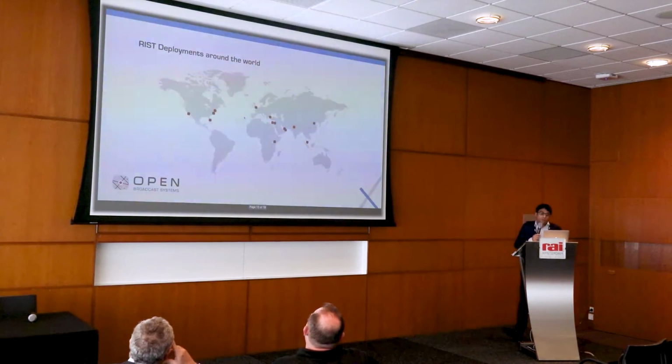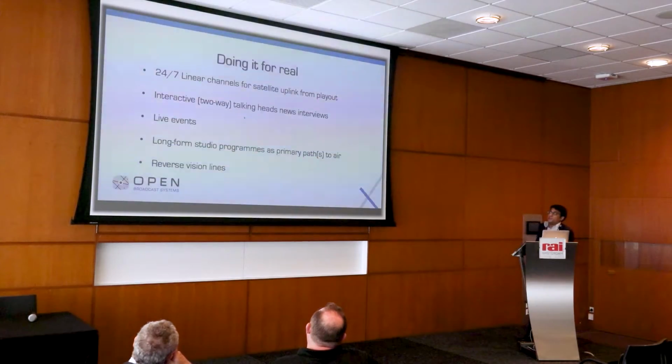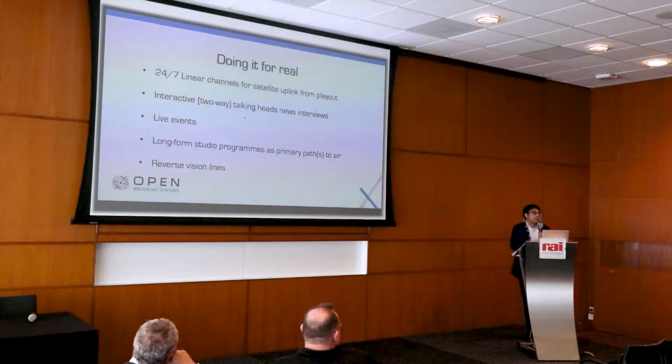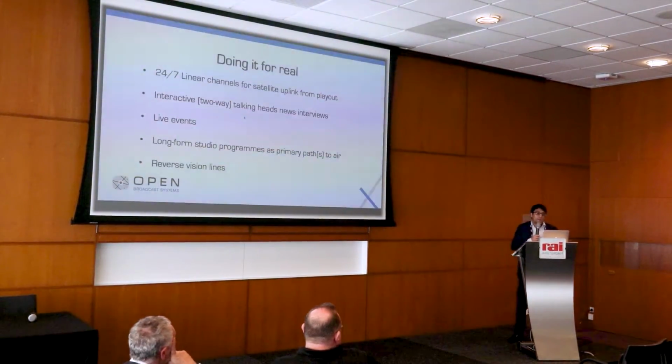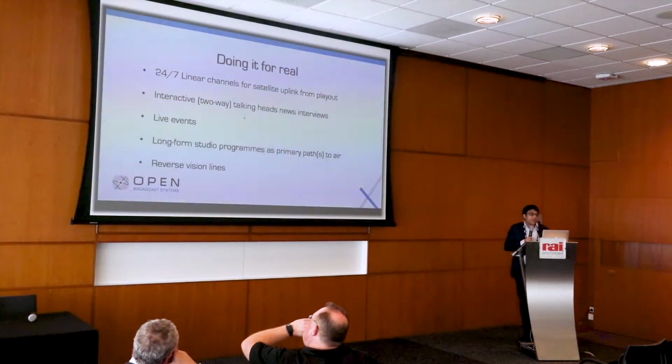Is there a map? Yeah, so we've deployed RIST so far to all these sites. Most of these sites, I think, have 2 ISPs. Some of them have 1, for a wide variety of applications. Really important to have 24/7 linear channels. This is often for, to be quite honest, quite low-end playout, simple playout to a satellite uplink. This is one of the most expensive costs often for a broadcaster. They spend huge sums on satellite capacity, and they haven't got much left to get it to the uplink station. Interactive two-way talking heads for news.